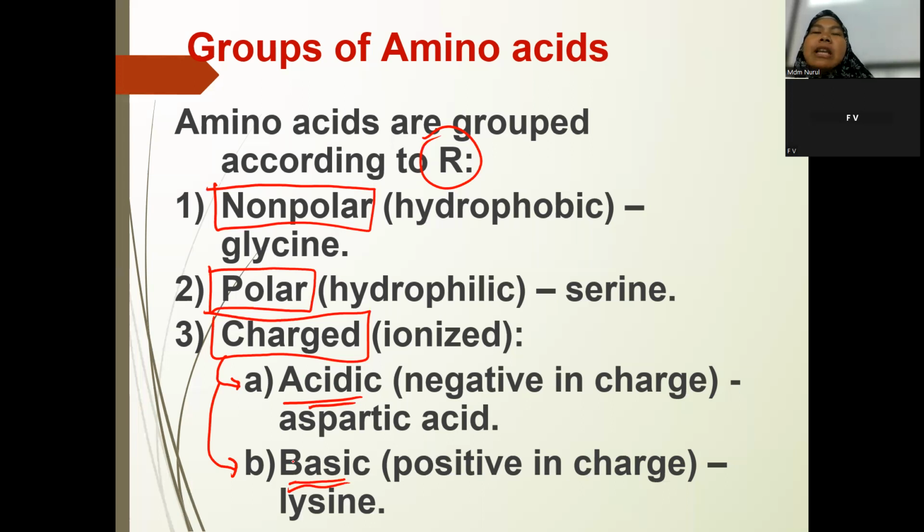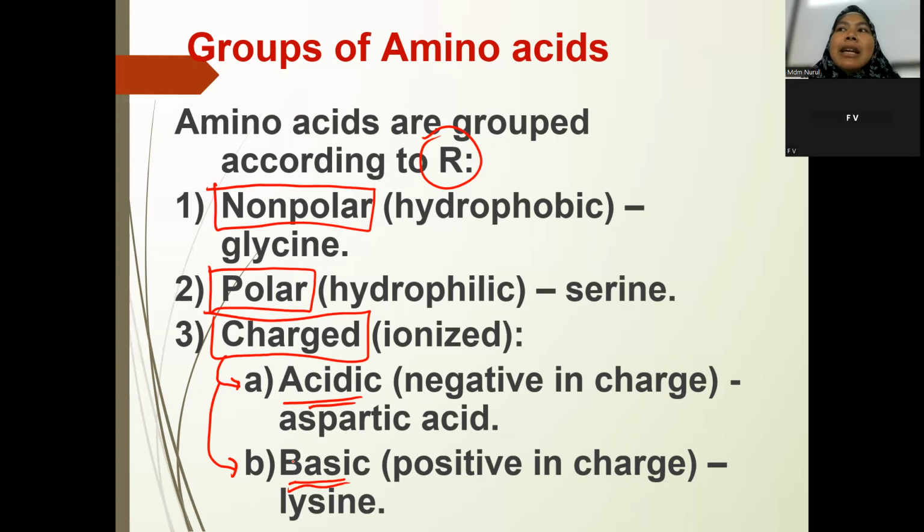Okay, let's go one by one. So this is our last LO. Right. Non-polar amino acid. Non-polar or we call as hydrophobic. Maksudnya dia tak boleh bereact. Tidak boleh bertindak balas dengan air. So number 1 is non-polar or hydrophobic amino acid.